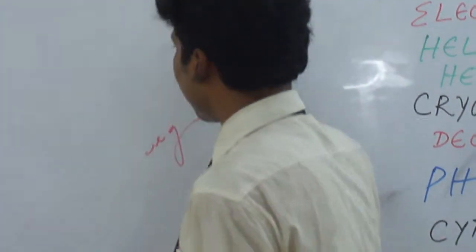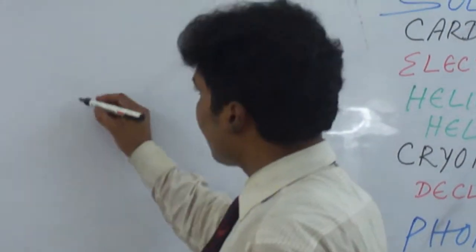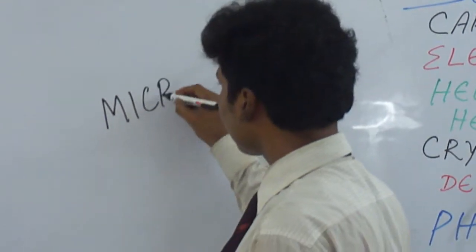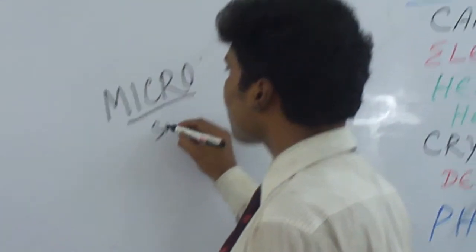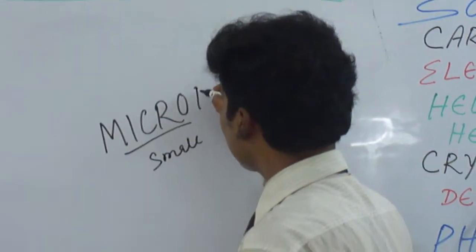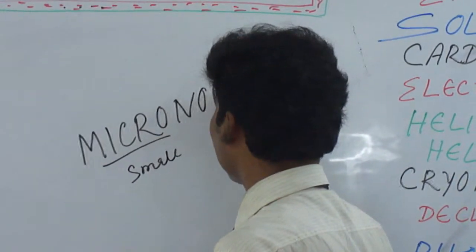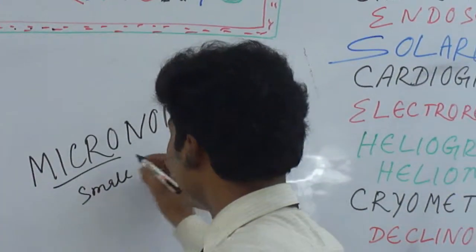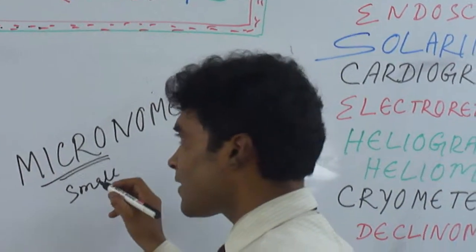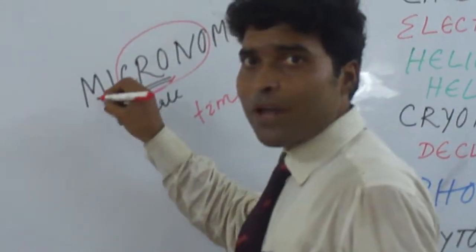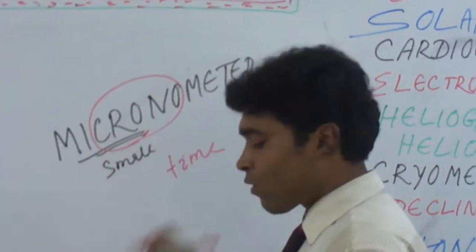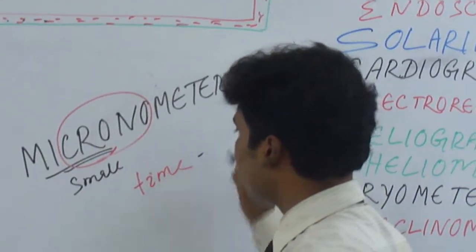Another thing is your micrometer. Very important, micrometer. Micro means small. Very simple but very interesting. Micro means small, right? But forget this right now. Chrono means time. Are you getting my point? So small parts of time, beats of time, are measured by this micrometer. See here, micrometer. So time again, right?